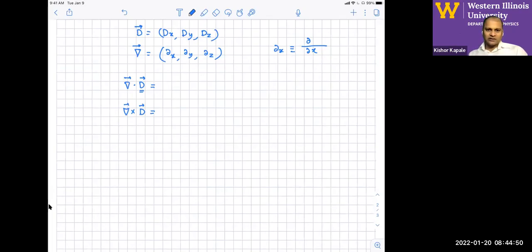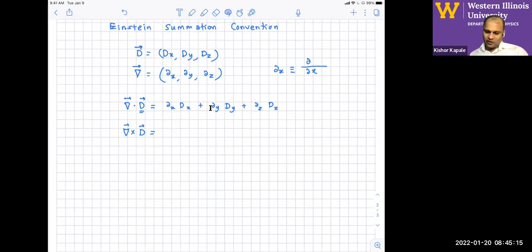So let's take a look at the divergence of D, which is going to be essentially a dot product. The order is important: del x applied to Dx plus del y applied to Dy plus del z applied to Dz. I'm going to do one more small notational change to illustrate the Einstein summation convention. I'm just going to call them D1, D2, D3, and the operators del 1, del 2, del 3.